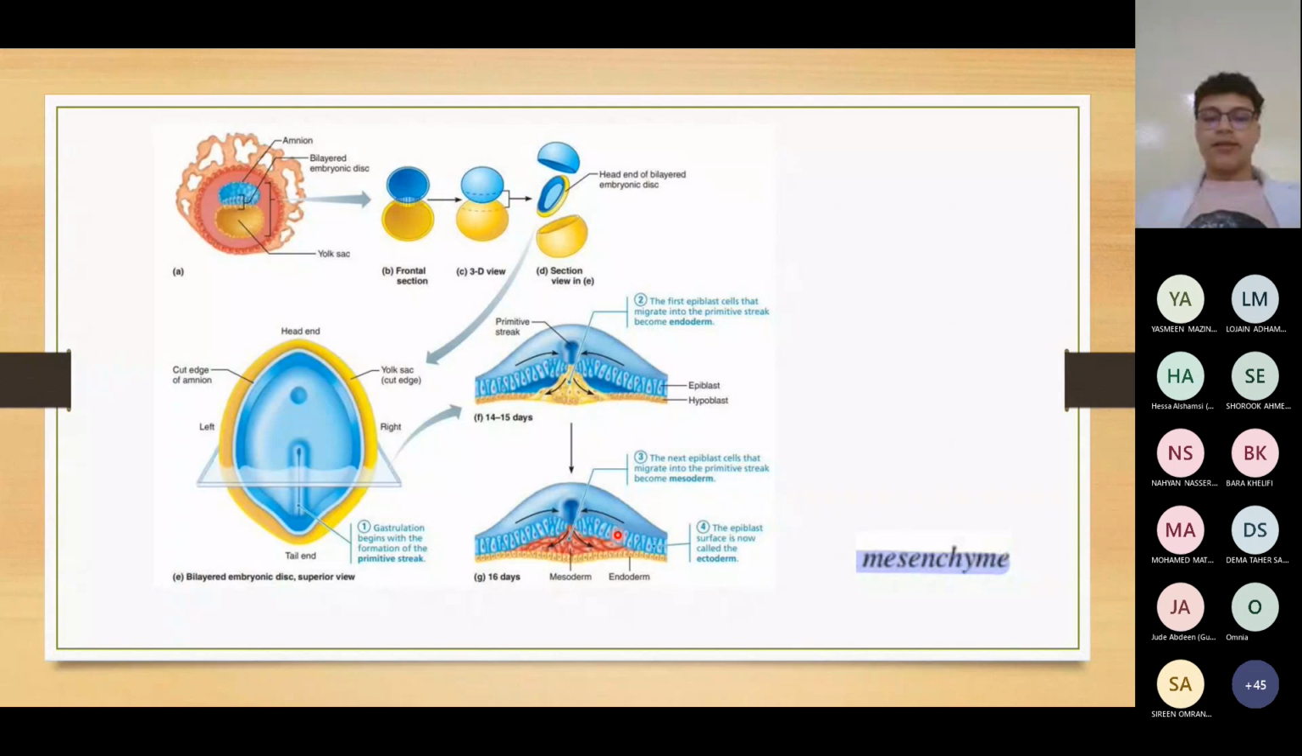Did you guys understand what gastrulation is exactly? Any questions? You want me to repeat? No, clear. Thank you. Is it clear? Yes. Okay, perfect. Now let's talk about mesoderm, ectoderm, and the endoderm.